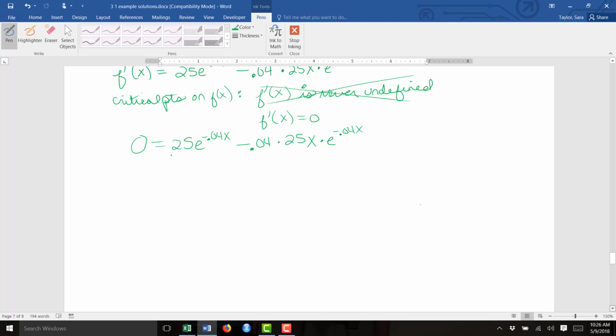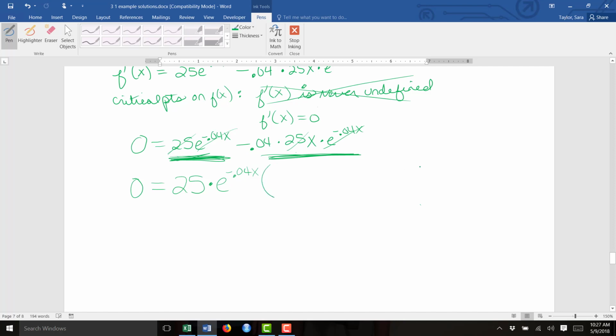Notice what we really have is two terms. We have this first term minus this second term. When you have terms added or subtracted together, you can factor out greatest common factors between them. So I first observe that both terms have a common factor of 25. I'm going to factor that 25 out front. I've also observed that both terms have a factor of e to the negative 0.04x. So I'm also going to factor that out front. So I've factored out both the 25 and the e to the negative 0.04x.